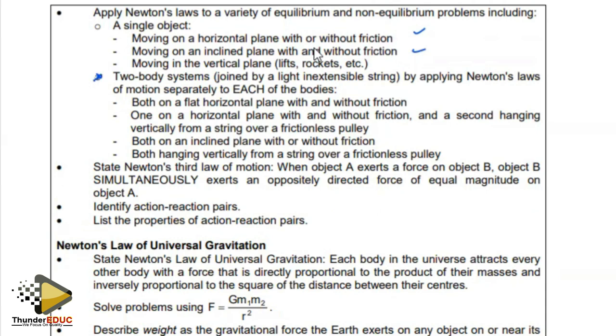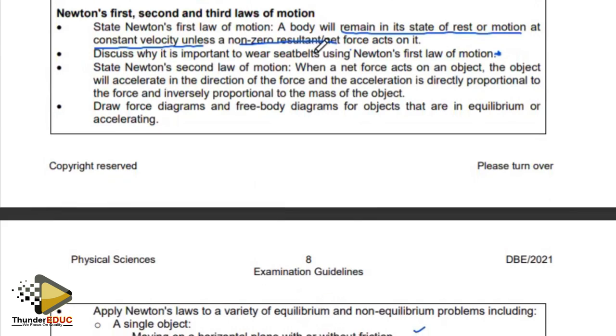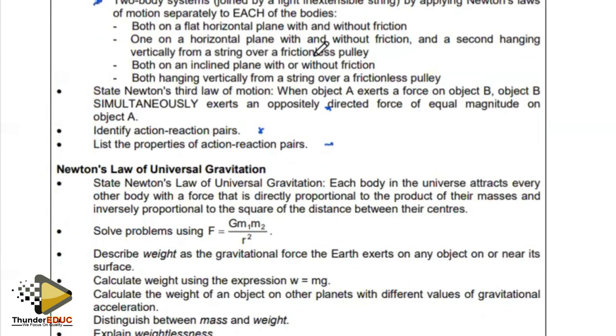This is usually something that they like, okay, as examiners. Then state Newton's third law that when an object A exerts a force on object B, B simultaneously also exerts an opposite force on A, and so on and so forth. Then be able to identify the action-reaction pairs and then list the properties of those pairs. Then there was Newton's second law, I haven't said, but we also need to remember it, okay, because that is the F net one. Okay.